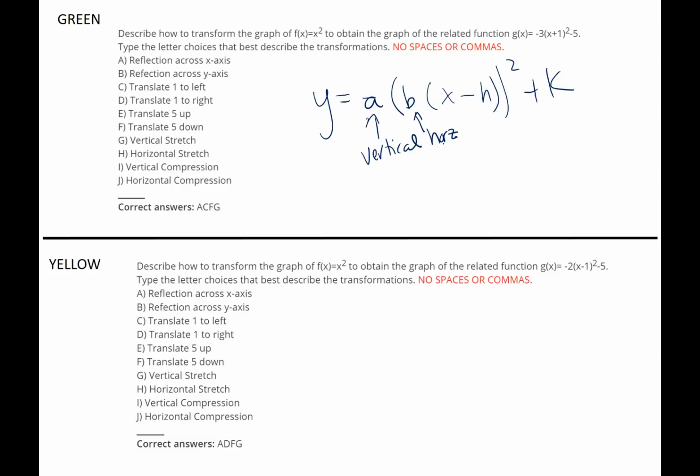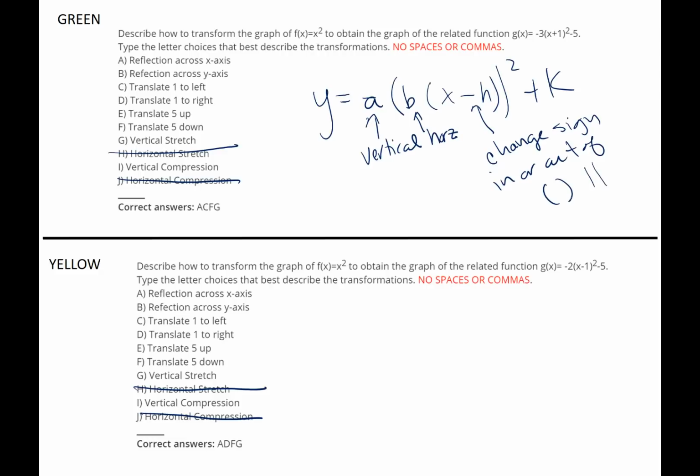So I should not have had anything horizontal on either one of these because nothing was on the inside. I shouldn't have had horizontal stretch, and I shouldn't have had horizontal compression. This sign here, you remember you have to change it when you come in or out of parentheses. So change sign when you come in or out of parentheses, or now we know absolute value bars. And this one on the outside, we keep the sign.